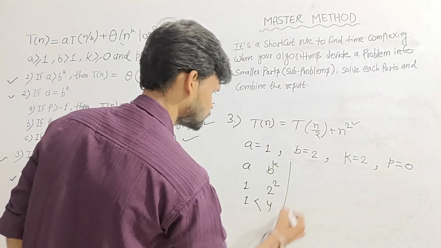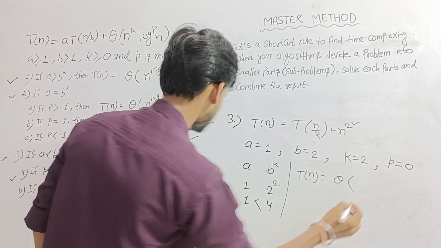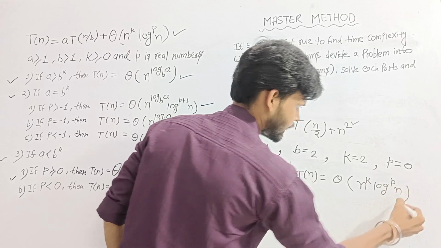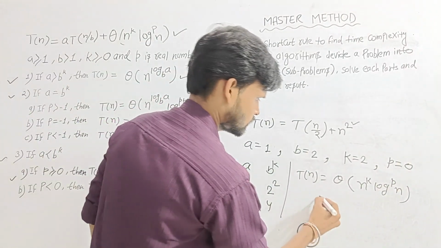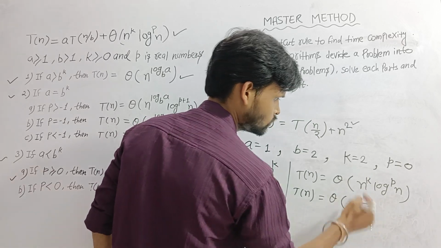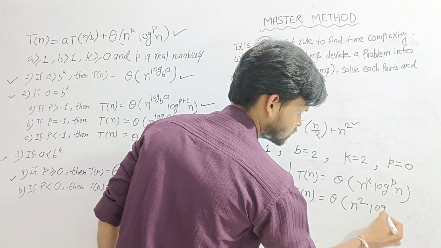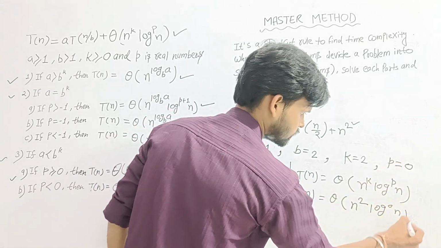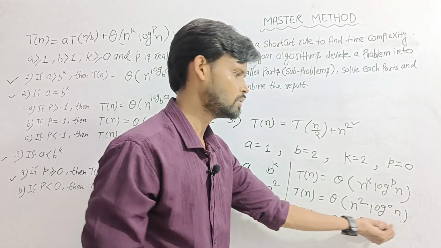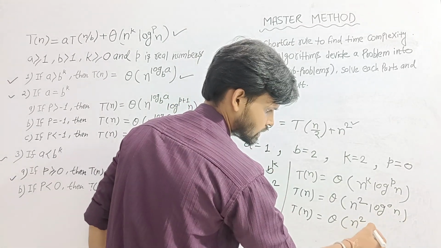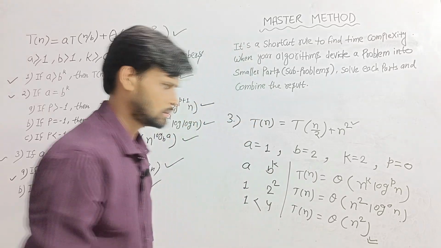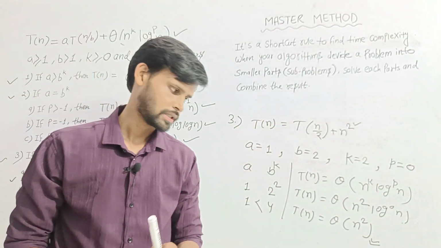Directly you will apply T of n equal to theta of n power k log power p n, equal to theta n power k, that is n power 2. What is the value of k? That is 2. And log power p, that is log power 0 n, is theta n square. What is the value of log power 0 n? That is 1, so n square. So this is the time complexity of the given recurrence equation.